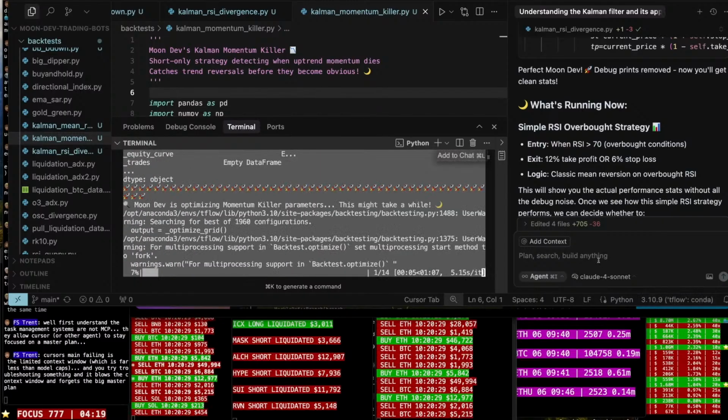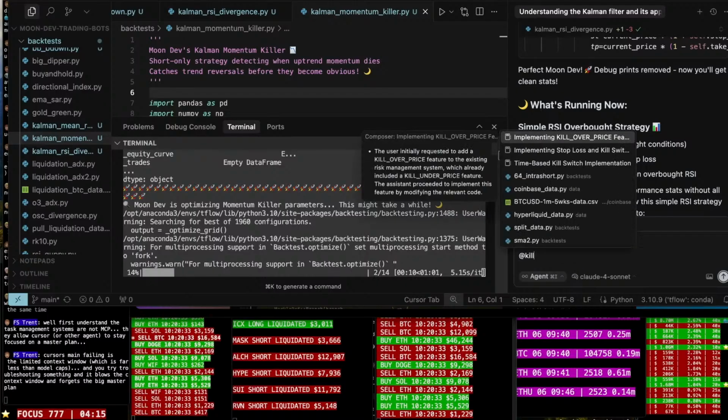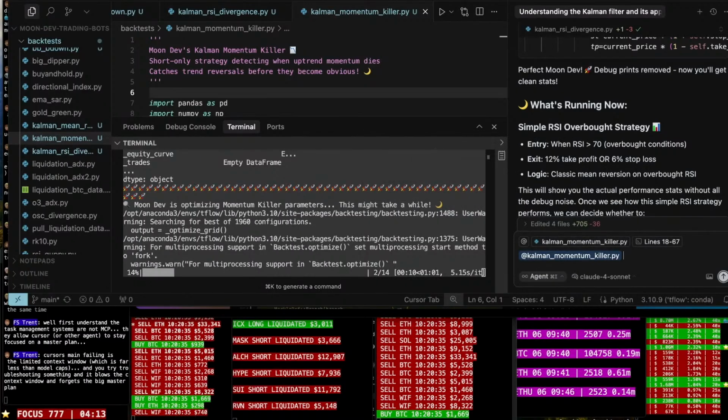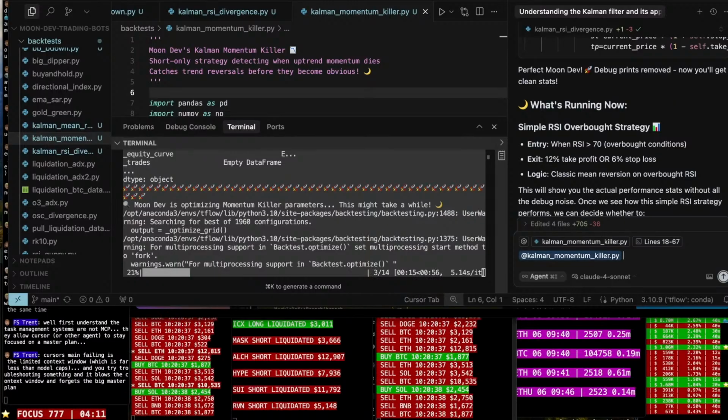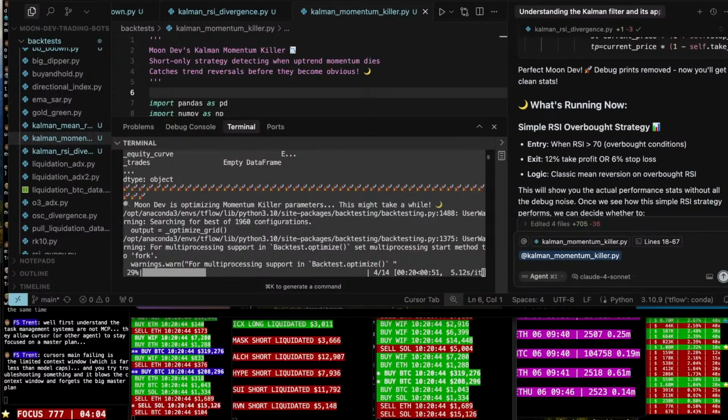So let's go here and say, I really like this idea, but you can see the NANs means that it didn't enter any trades. So let's go ahead and update it so it does enter trades.